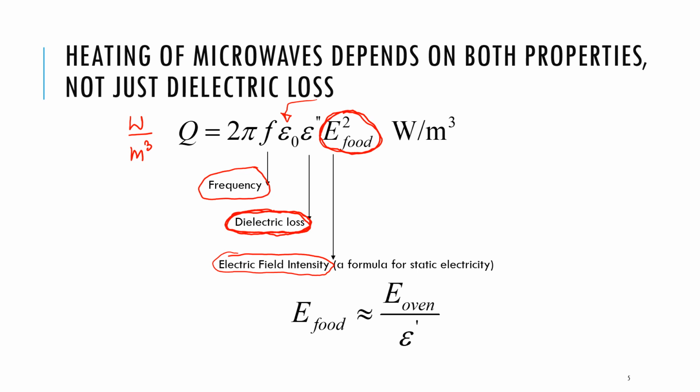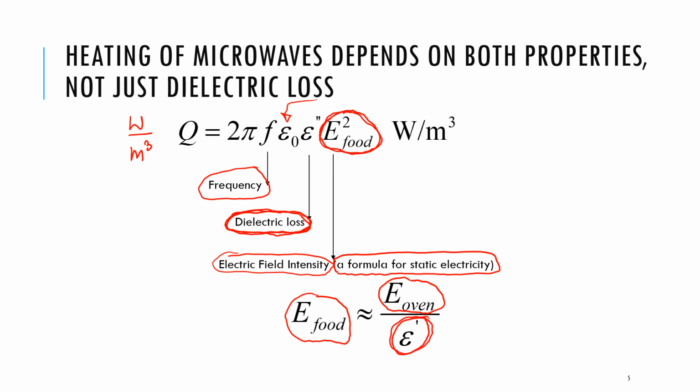A formula, not valid universally, just from static electricity: the electric field inside the food is the electric field inside the oven, that's in the air, divided by the dielectric constant. This is not a universal formula. It's just showing qualitatively that the electric field inside the food is related to the electric field inside the oven by the dielectric constant.